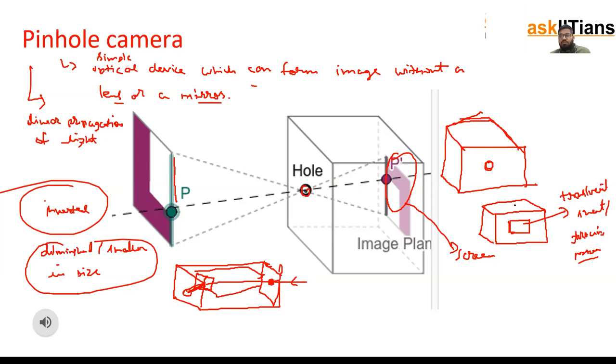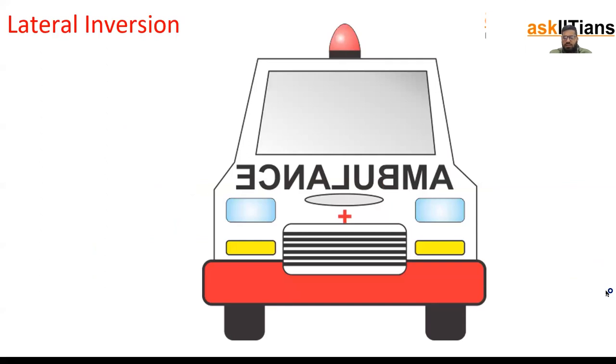Another example I can give you: suppose there is a room, and light is coming from a hole into the room. You will get to see the image of the sun, the lighter part of the sun, in the dark room. So why is it happening? That hole in the room is acting like a pinhole, and you are getting the image there through the process of a pinhole camera. So I think the pinhole camera is clear.